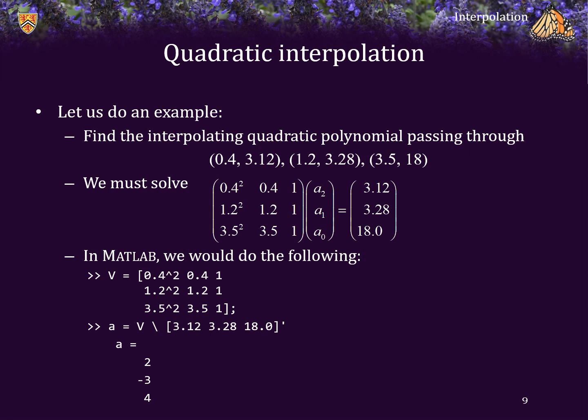Again, the first column is associated with x squared, so the first coefficient, 2, is the coefficient of x squared. The next column is associated with x, and therefore -3 is the coefficient of x, and the constant coefficient is 4. So the interpolating quadratic that passes through the three given points is y equals 2x squared minus 3x plus 4, and you're welcome to plug those numbers in to see that that is indeed correct.